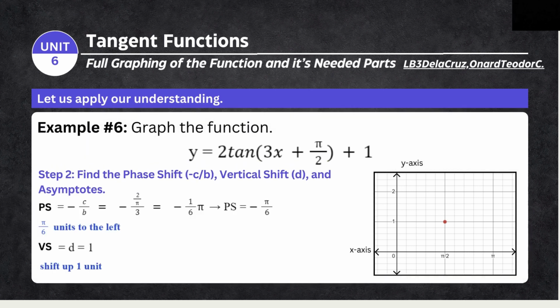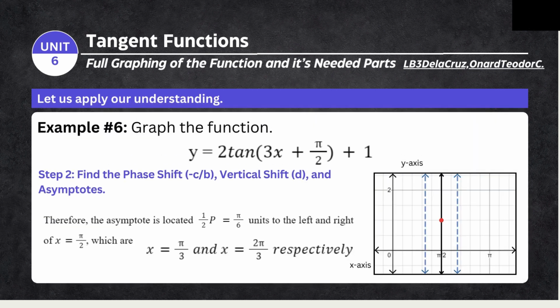Moving on to the next step, we find the phase shift, vertical shift, and the resulting asymptotes. The phase shift is equal to negative c over b, which will result in negative pi over 6, meaning pi over 6 units to the left. The vertical shift, on the other hand, is simply d, which is equal to 1. It will shift up 1 unit.